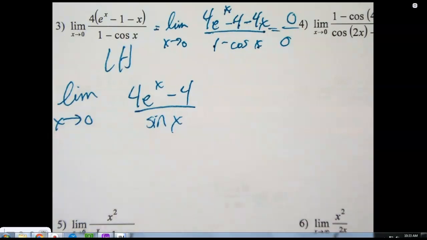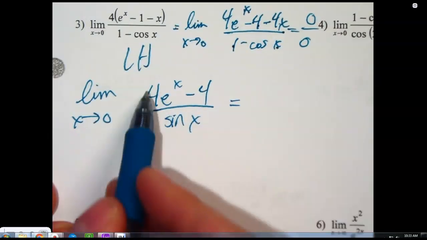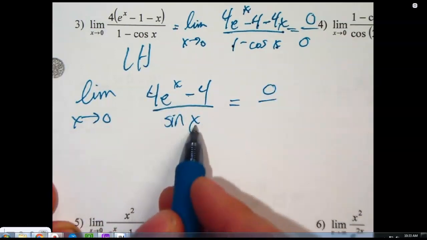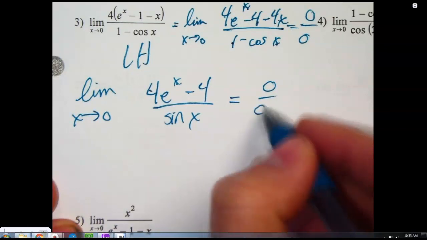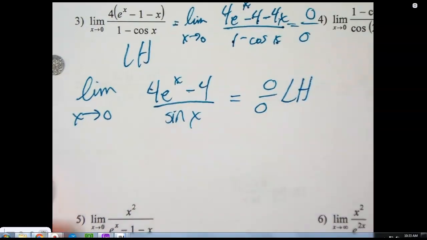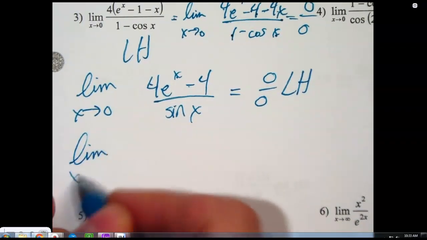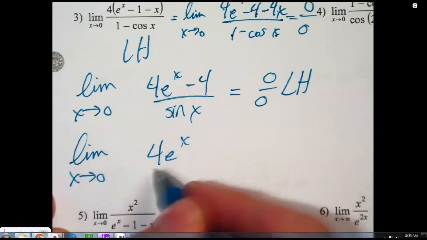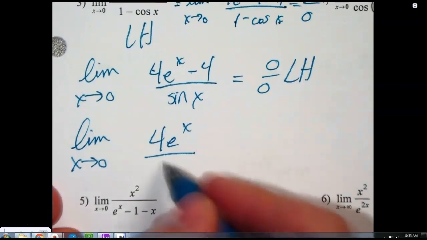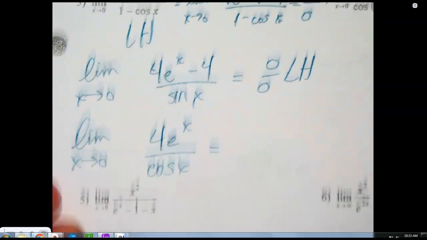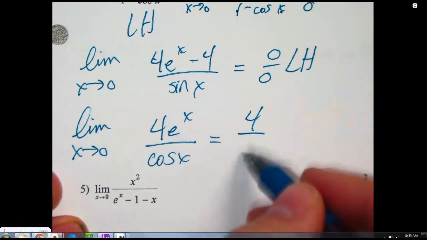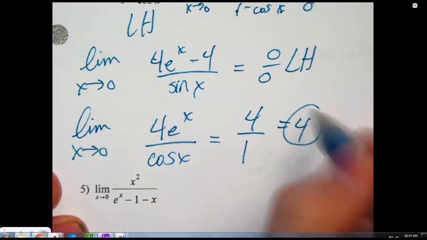So if I plug in 0 here, 4e to the 0 is 4 minus 4, so I get 0 again, and then the sine of 0 is the y value of 0, so I get 0 again. So I'm going to use L'Hopital's again. Now the derivative of 4e to the x is still 4e to the x. And the derivative of sine of x is cosine of x. Now if I plug in, I will get 4 over 1. So it's 4. How many had 4?